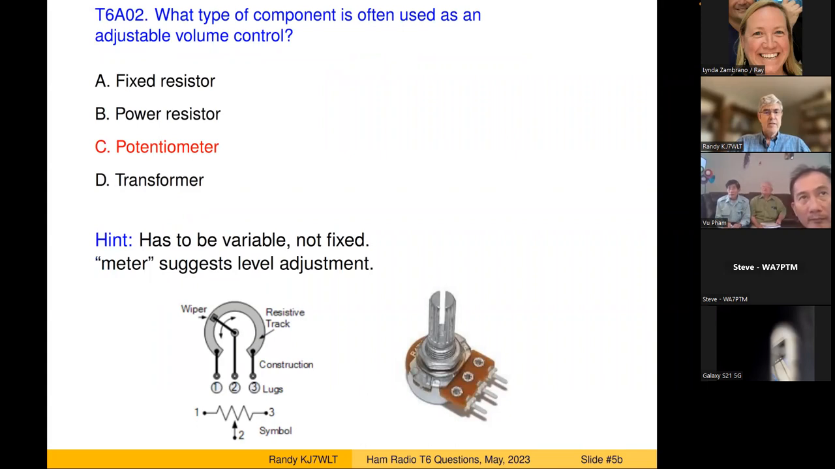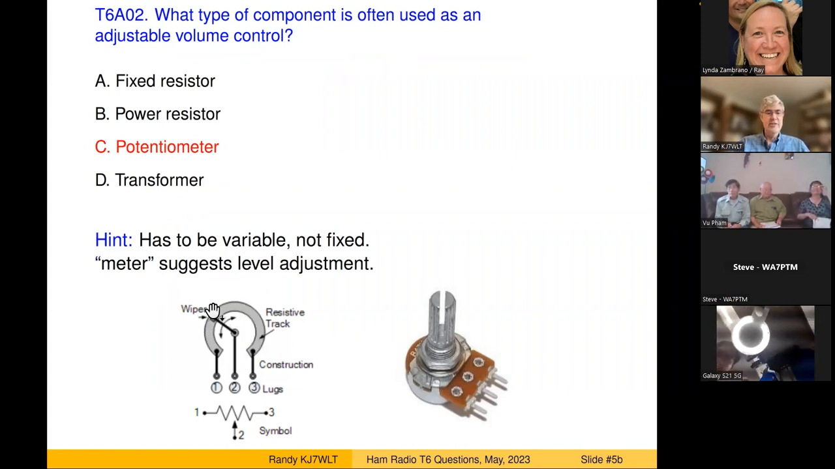This question says, what type of component is used as an adjustable volume control? It's actually related to the last question because it's a resistor, but it's a variable resistor because you can adjust the resistance. As you adjust the resistance by changing where this wire is connected to this resistive element, you can change how much resistance the wire has. But in the question and in many contexts, it's not called a variable resistor, it's called a potentiometer. It's also sometimes called a variable resistor, but here it's called a potentiometer.